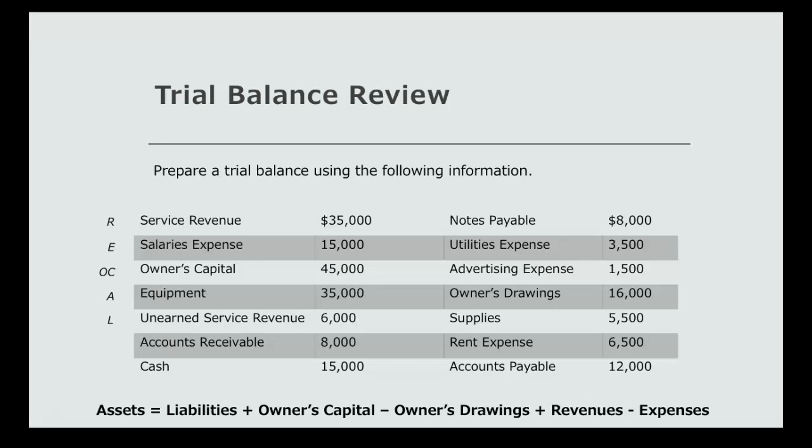Now, accounts receivable. Accounts receivable is when a customer owes us money, when we will be receiving money in the future. And that's one of our asset accounts. Cash, we talked about this a little bit earlier. Cash is an asset, and it's the most liquid asset, so it's always listed first on a trial balance.